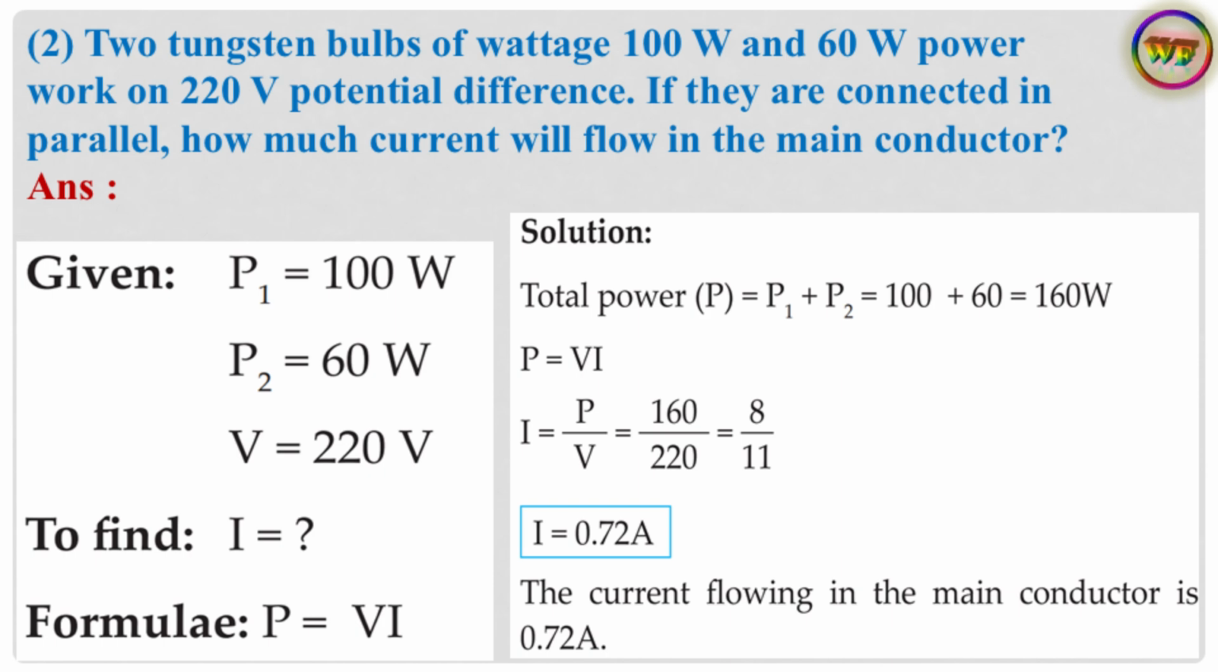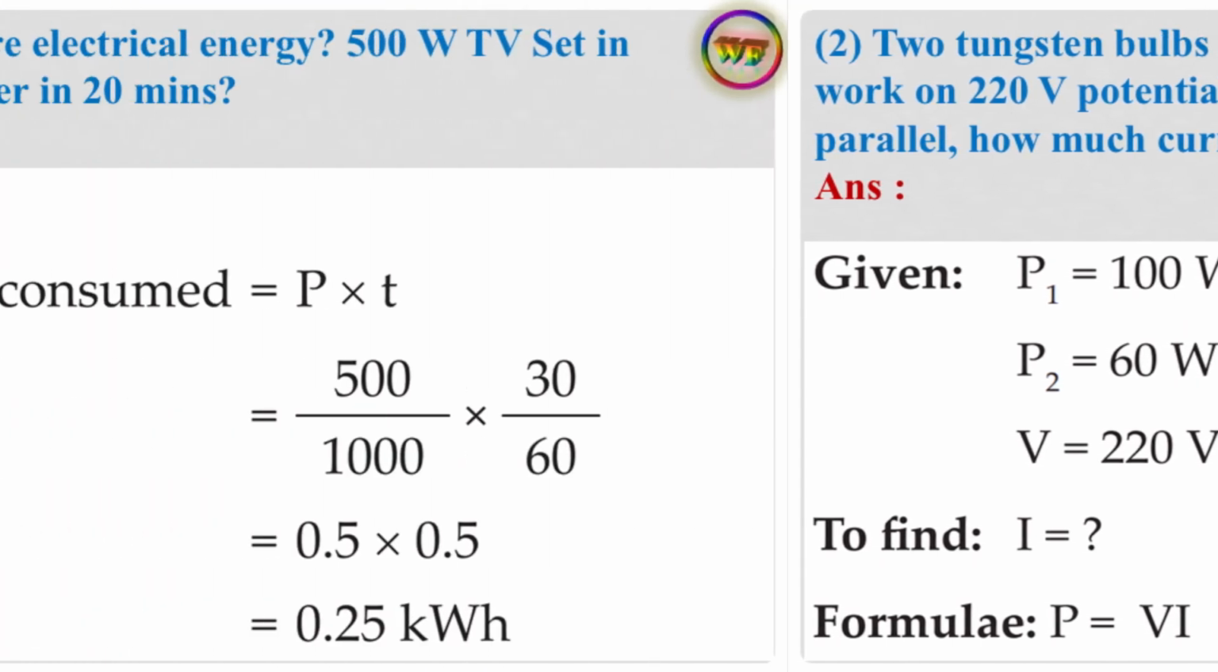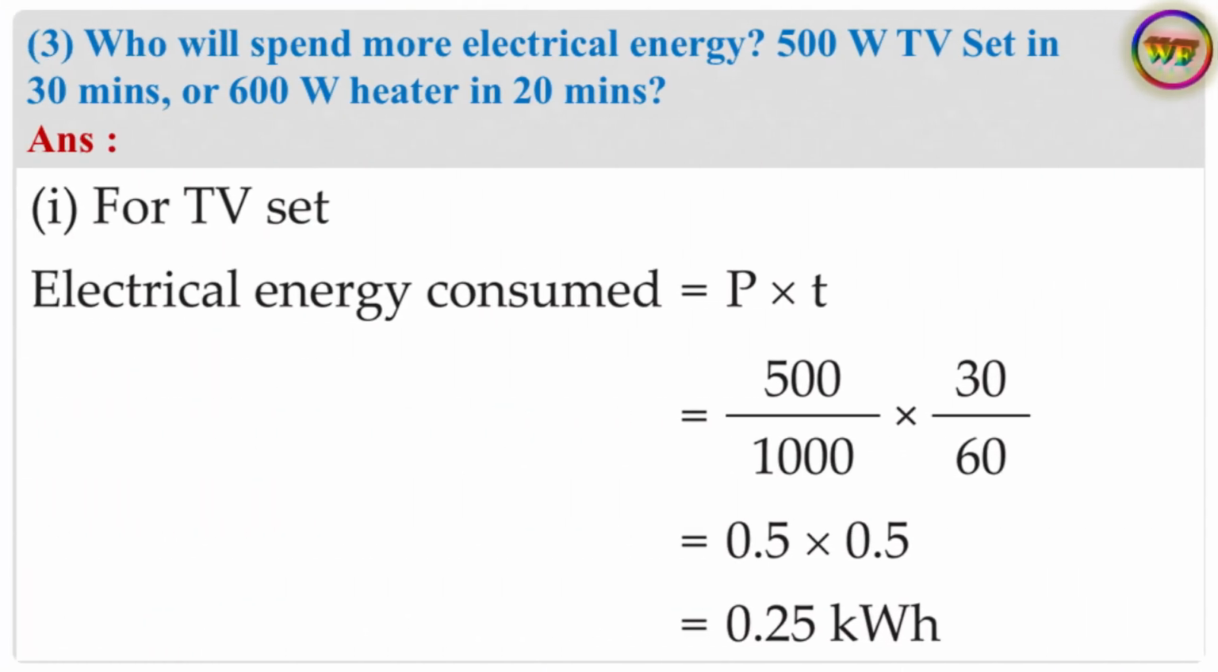Sub-question 2. Two tungsten bulbs of wattage 100 watts and 60 watts work on a 220 V potential difference. If they are connected in parallel, how much current will flow in the main conductor? The answer is given directly. Sub-question 3. Which will spend more electrical energy: a 500 watts TV set in 30 minutes or a 600 watts heater in 20 minutes? The answer is given directly.